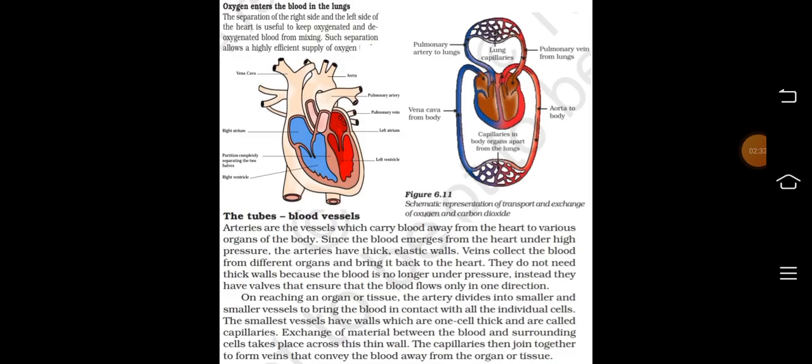The blood in the lungs. The separation of the right side and the left side of the heart is useful to keep oxygenated and deoxygenated blood from mixing. Such separation allows a highly efficient supply of oxygen.